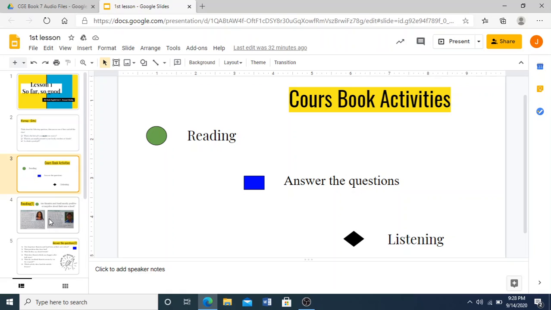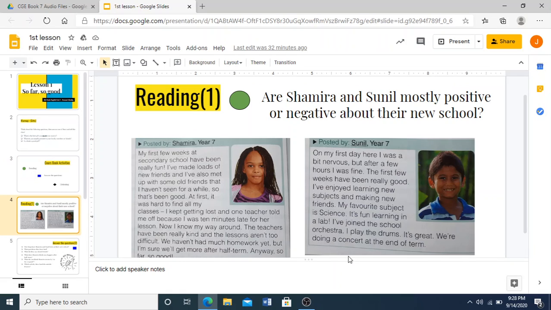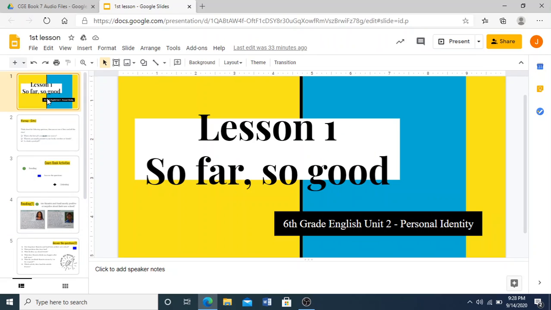So this right here is the passage. We are going to read about two people, Shamira and Sunil. But before we read about them, let us go back to the topic of the day. What is this topic talking about, in fact? Personal identity. What is personal identity? So we're going to take replies, we're going to take your reactions to that. What do you think personal identity is?